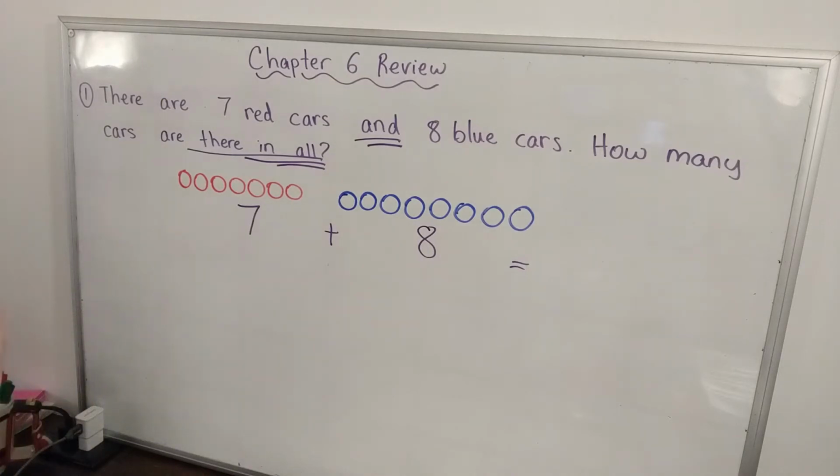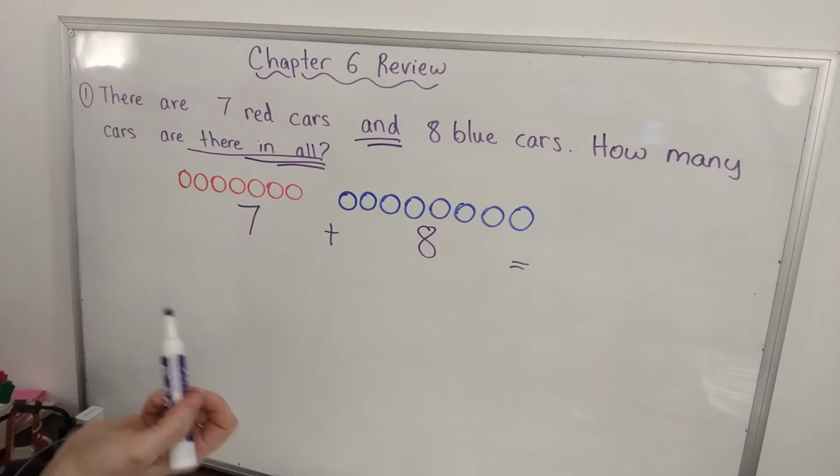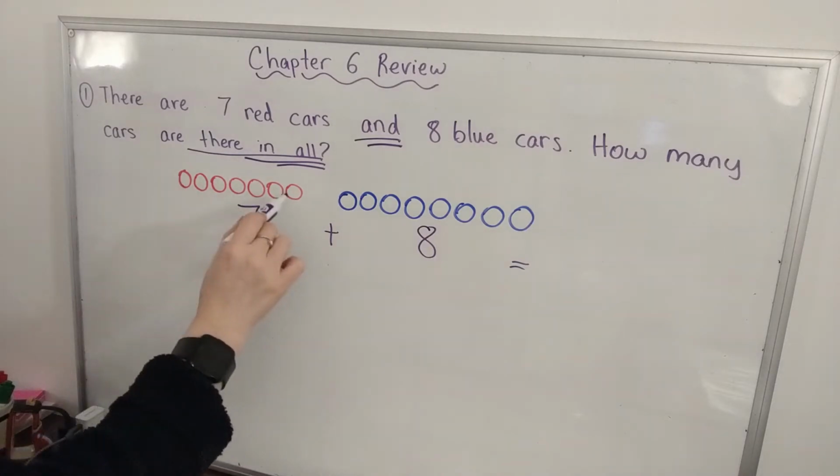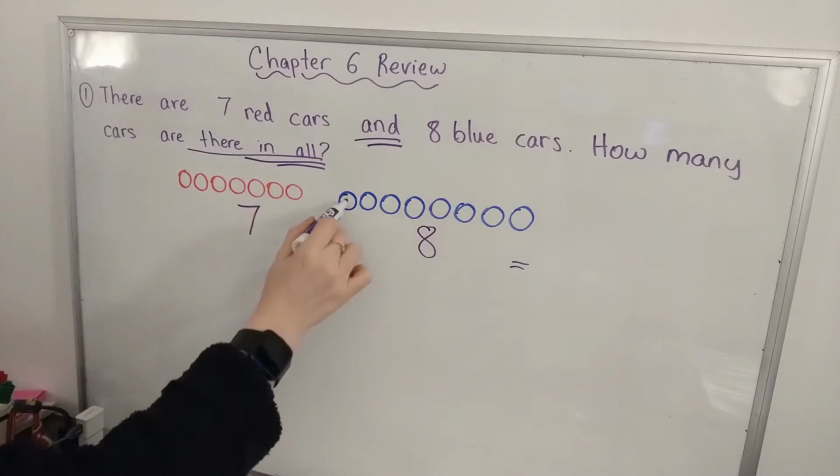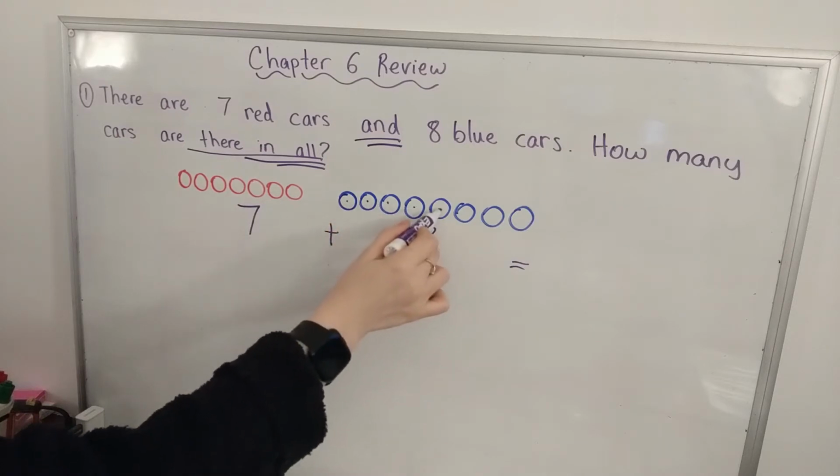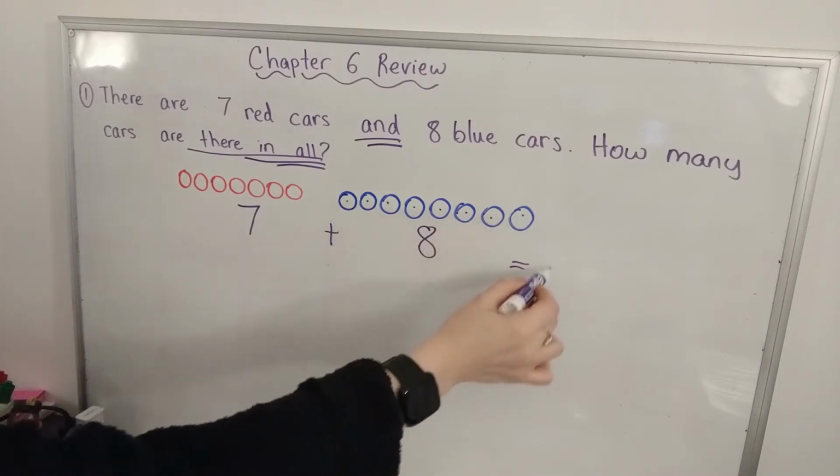What is 7 plus 8? What can you do to add? How can you add them? You can count them one by one. I know there's 7 here. 8, 9, 10, 11, 12, 13, 14, 15.